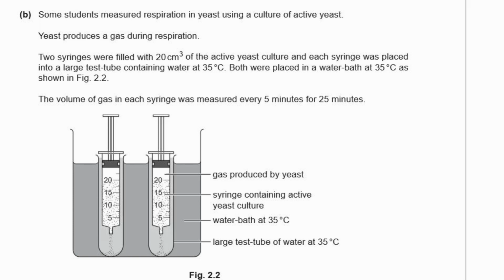The volume of gas in each syringe was measured every 5 minutes for 25 minutes. So the gas produced by the yeast collects at the top, and this is the yeast, the active yeast. The water bath is 35 degrees Celsius, and here's the test tube that the syringe is placed into. And as the gas is produced, the plunger goes up, but also some of the yeast will probably come down.